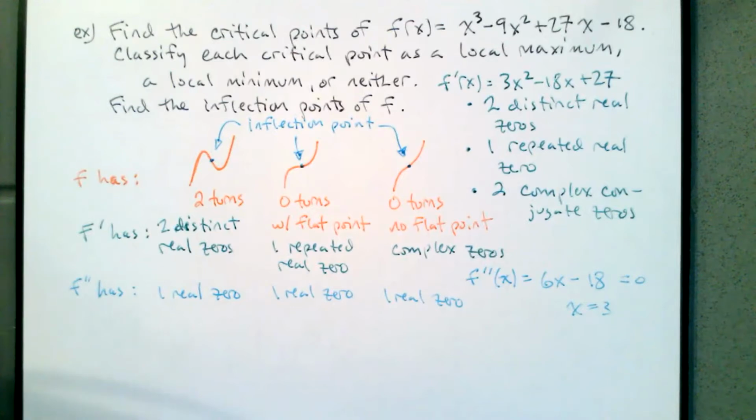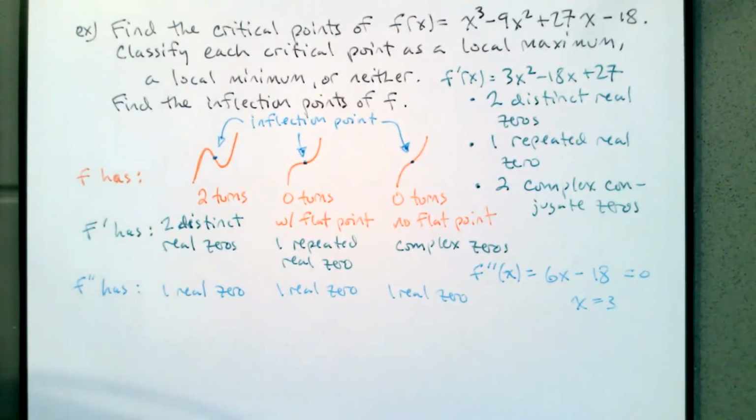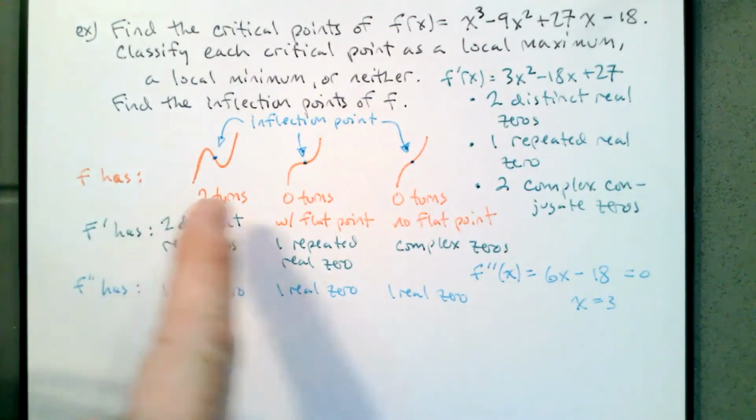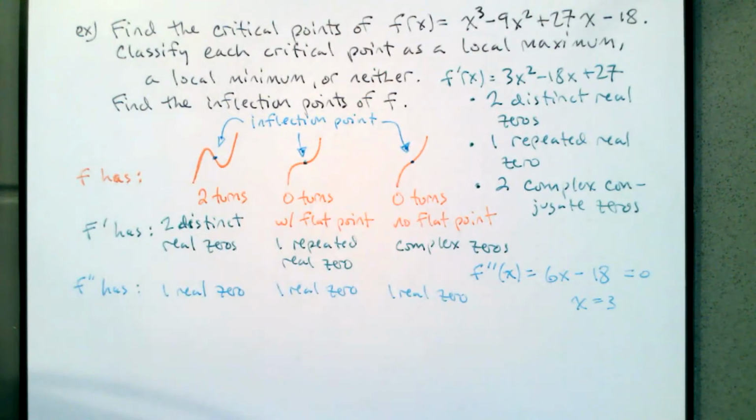So this is all information that we have just based on that leading coefficient. It's got to be one of these three cases for a cubic polynomial graph. We know we can make 2 turns, 0 turns with a flat point, or 0 turns with no flat point. But we also know there's definitely going to be an inflection point, and we know where it is. And we want to think about what's going on in the first derivative and the second derivative and why we know all these things.